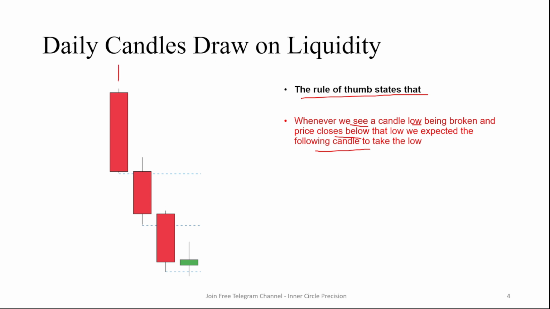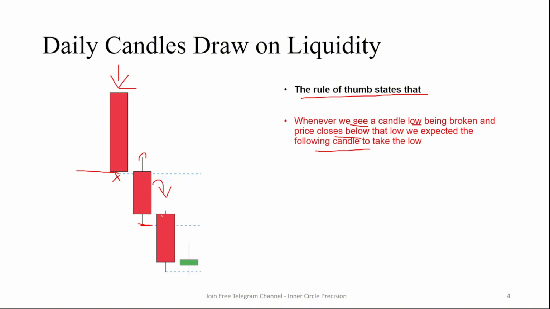We can see that on this particular candlestick, this is a daily candle. It is this high and this low, right? So in this particular instance, we had a candle closing as a bearish candle. The following candle actually wicked here, but since it closed below this particular low, we will be expecting that the following candle will actually take out this low.